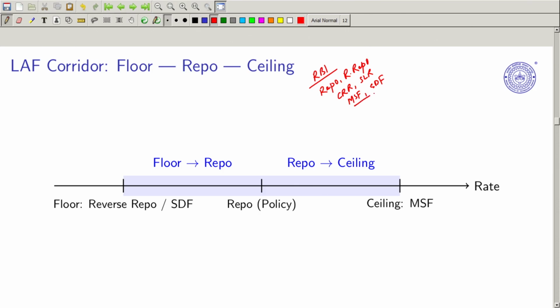Now, given these instruments, what is the lowest yielding instrument? Which instrument offers the lowest yield? In that case, this is the floor that we are talking about, and it is the reverse repo and SDF. SDF is always lower than the reverse repo, because it is uncollateralized. This is not collateralized, this is uncollateralized.